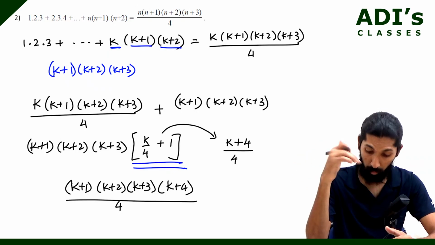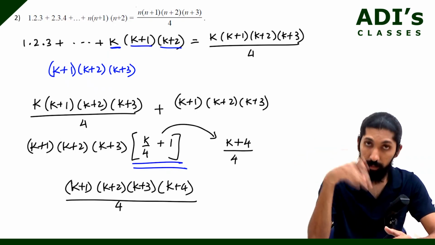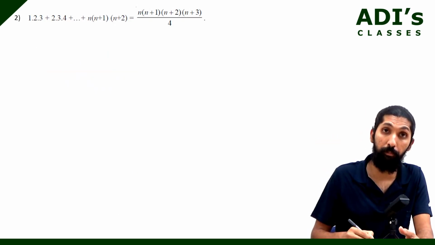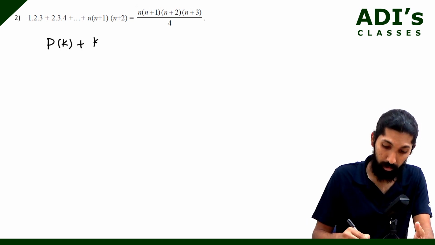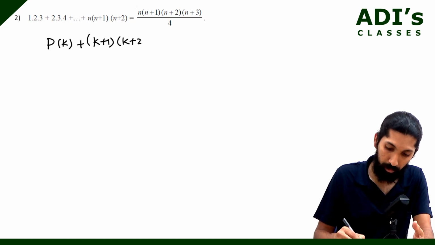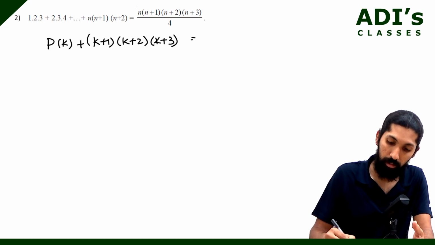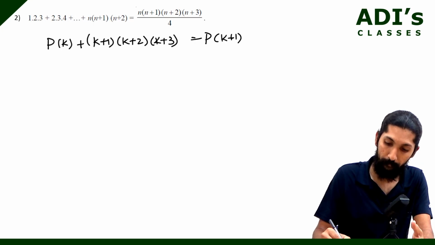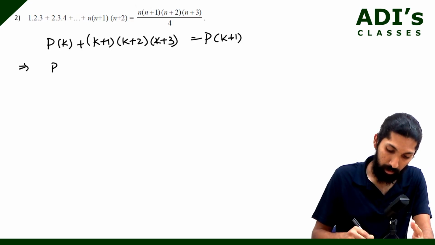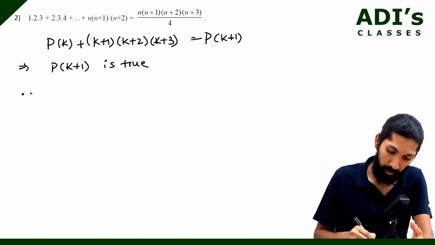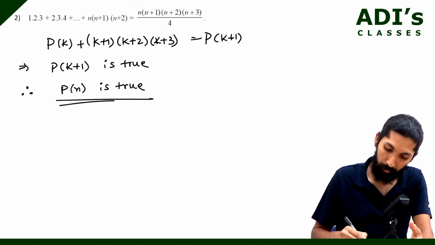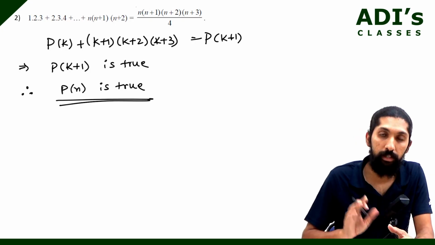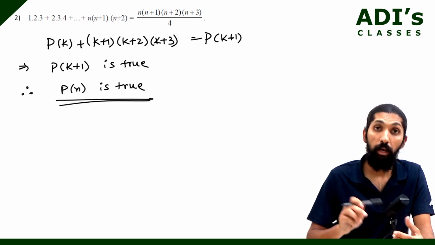Correct? So what we just proved is P of k plus 1. So let's write down the conclusion. Conclusion part: P of k plus the next term, that is k plus 1 into k plus 2 into k plus 3, is nothing but P of k plus 1. This implies P of k plus 1 is true. Therefore, P of n is true. Very, very simple. This is the second problem. All right, let's do the third one now.